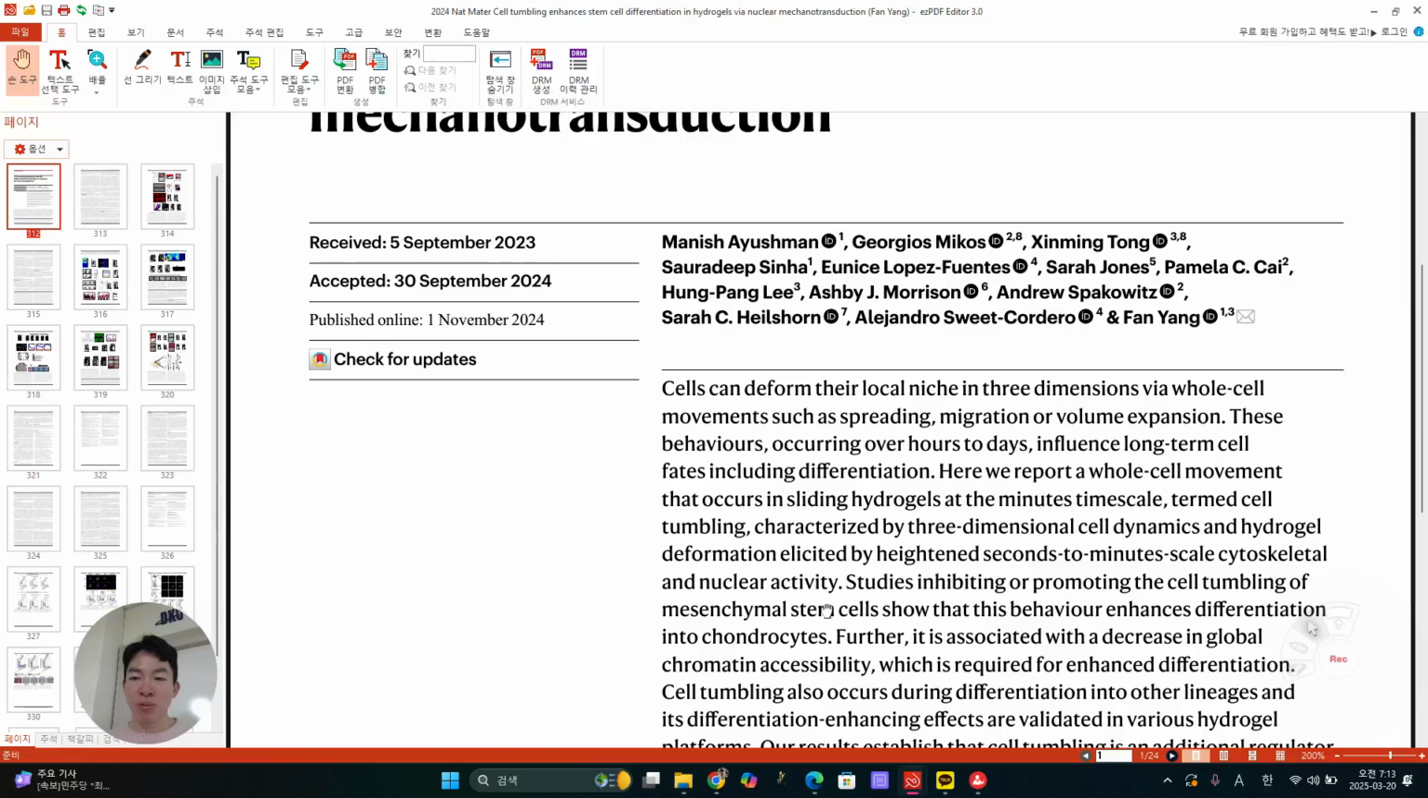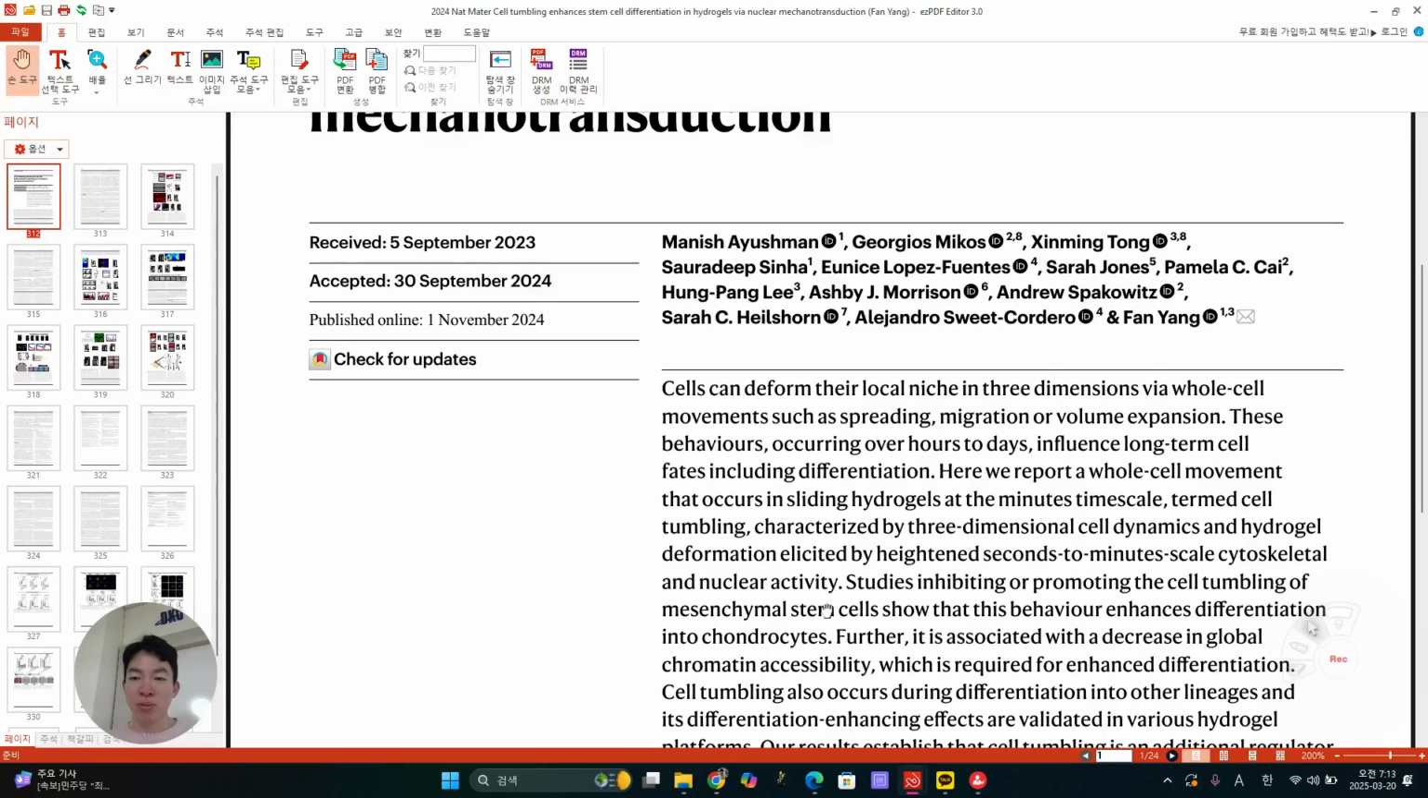Cells can deform their local niche in three dimensions via whole cell movements such as spreading, migration, or volume expansion. This behavior, occurring over hours to days, influences long-term cell fate, including differentiation. Here we report a whole cell movement that occurs on the minute time scale, termed cell tumbling, characterized by three-dimensional cell dynamics and hydrogel deformation, elicited by heightened second-to-minute scale cytoskeletal and nuclear activity.